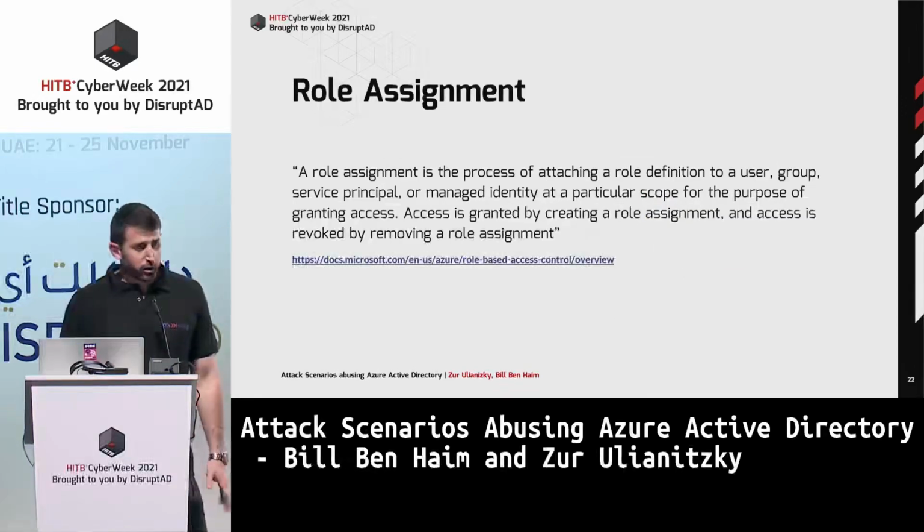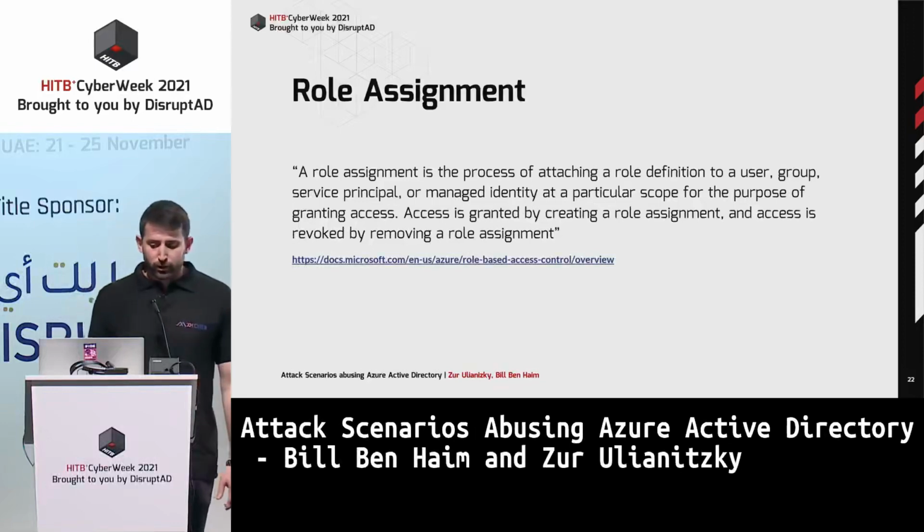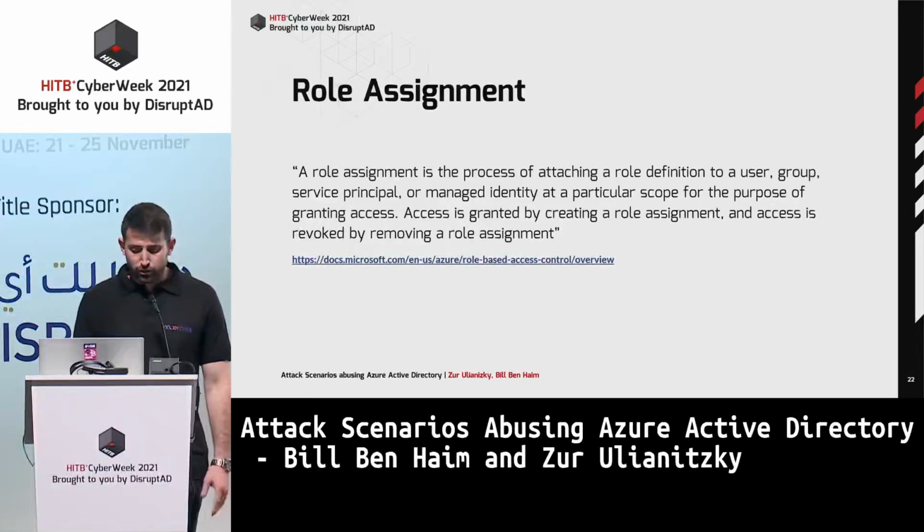The last object, and the most important one, is called a role assignment. And let's see how Microsoft defines it. A role assignment is the process of attaching a role definition to a user, group, service principal, or managed identity at a particular scope for the purpose of granting access. And as they define it, this is what it represents. It ties all the dots together and assigns the permission to specific users on a specific scope.